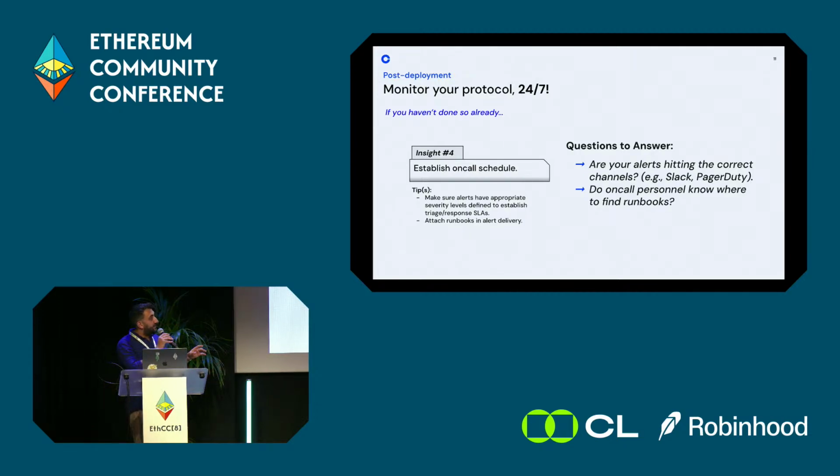And the goal here is that, depending on the severity level and importance, we can bring the people in immediately. And the on-call personnel know where to find runbooks. Well, if you link your runbook to your alert, you will have answered this question, and you will be able to identify the runbook and what to do immediately.